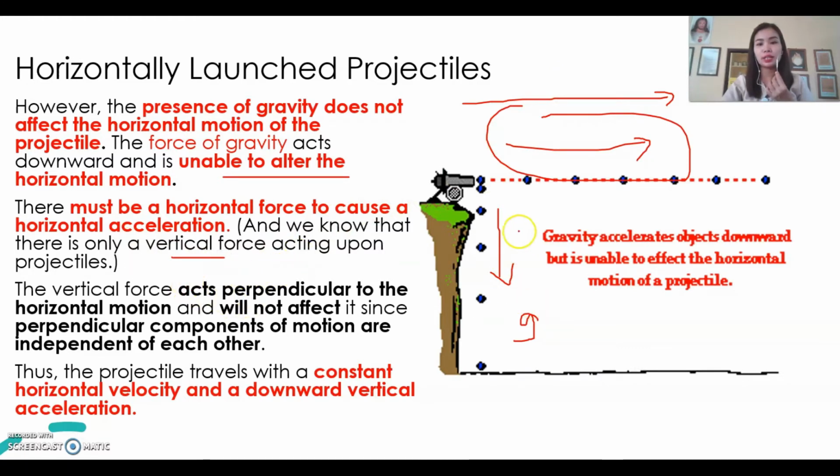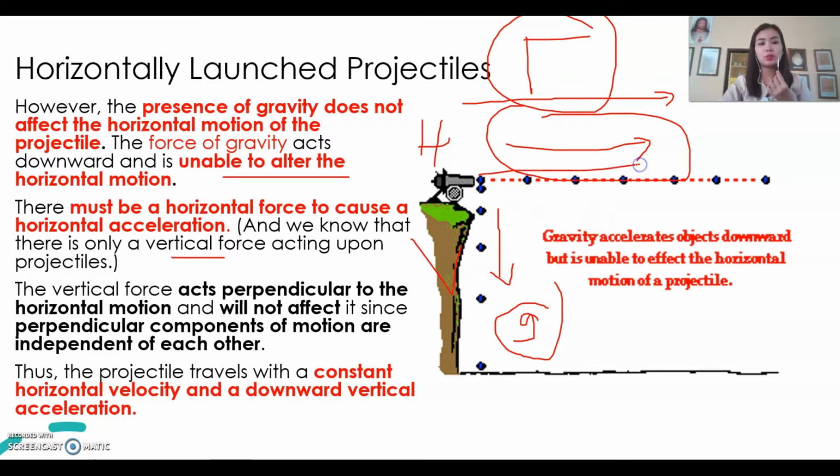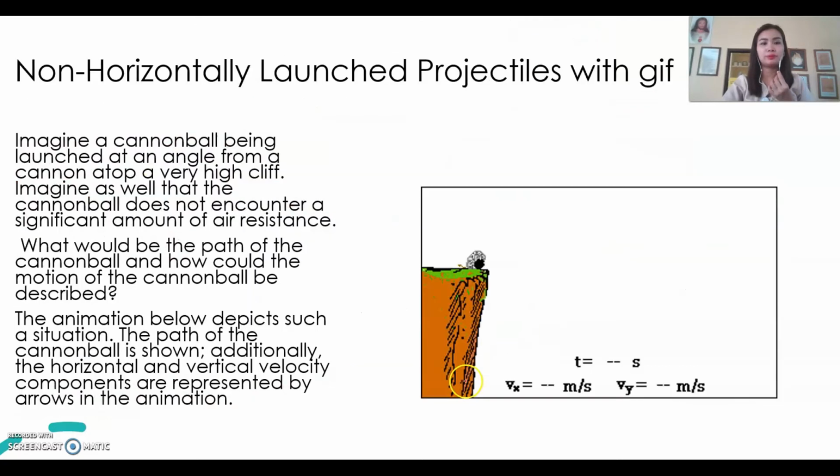This vertical force, saan makikita sa vertical force? Okay, pababa. It acts perpendicular to the horizontal. Perpendicular, di ba sa math, ganyan. Ito yung sinasabi perpendicular. It means it will not affect the horizontal since these are perpendicular components of motion and they are independent. So, iba si vertical, iba din si horizontal. Thus, remember, the projectile travels with a constant horizontal velocity and a downward vertical acceleration.